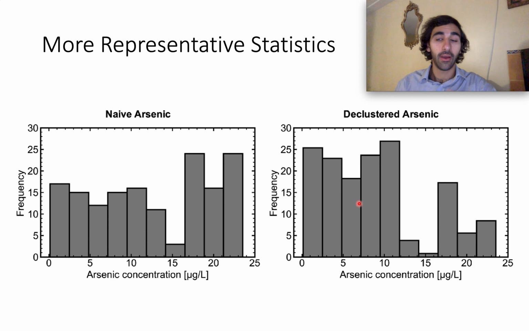So now we're able to achieve more representative statistics by implementing these declustering weights. So here we're comparing two histograms. To the left we have the naive arsenic, and we see a lot of samples with high arsenic concentrations. And to the right we have the declustered arsenic. So obviously we have much more of the low samples now because they all receive higher declustering weights, so they appear more times in our data set. And this better matches what's probably really going on in the site because we've corrected for the biased sampling, which is completely missed in the naive arsenic histogram.